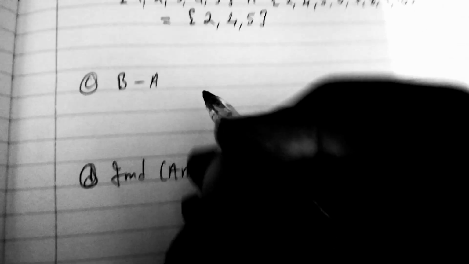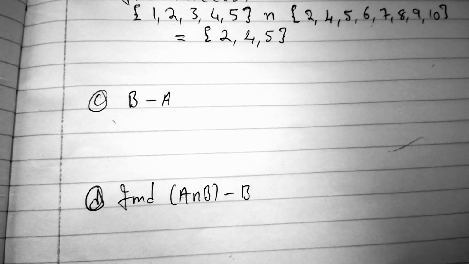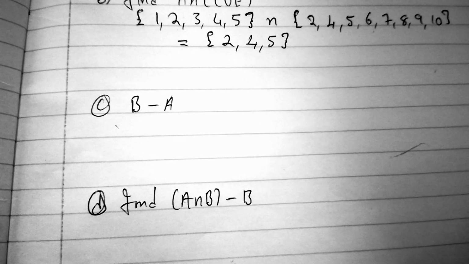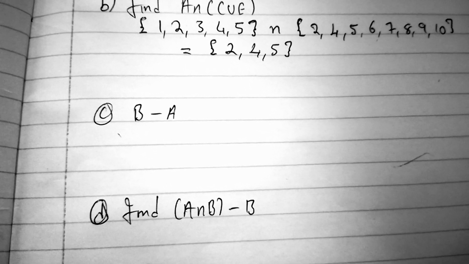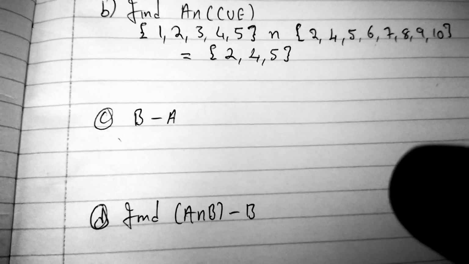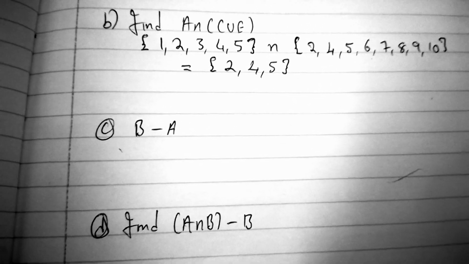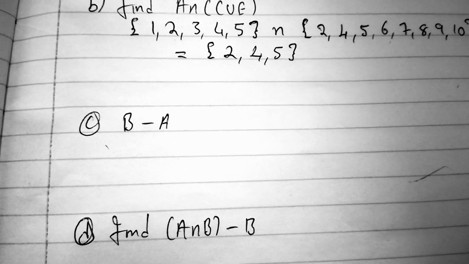B minus A can also be written as... so I had to change because of the quality of the camera that I'm using. So I had to change the filter of the video to black and white, just in case you've noticed a change.